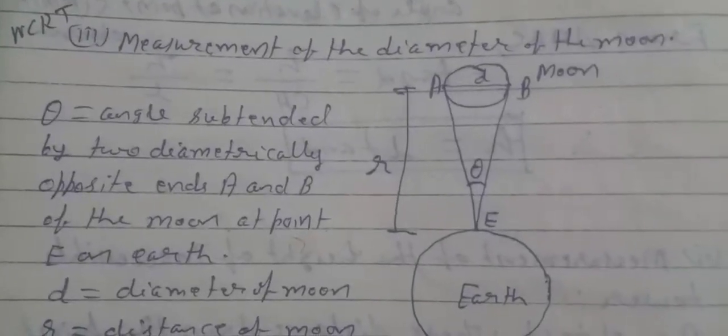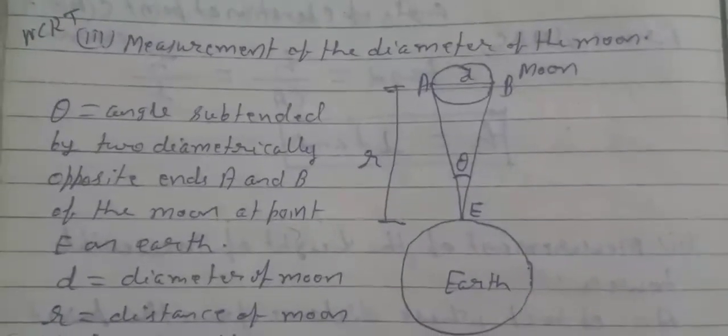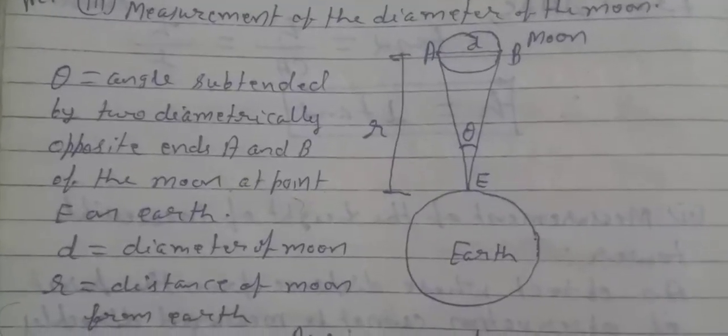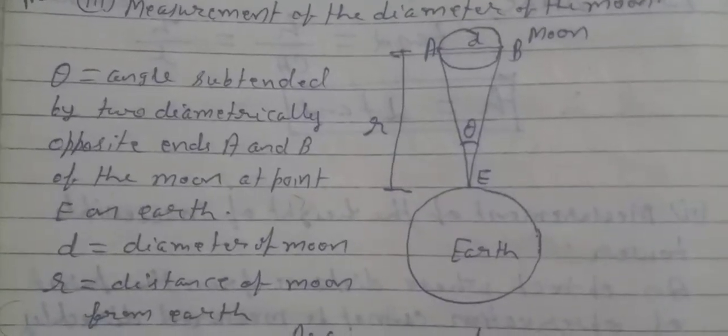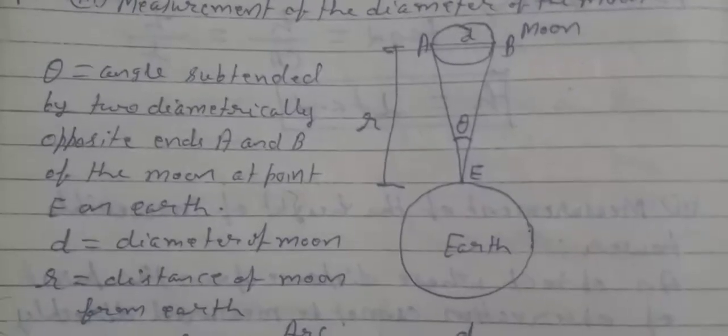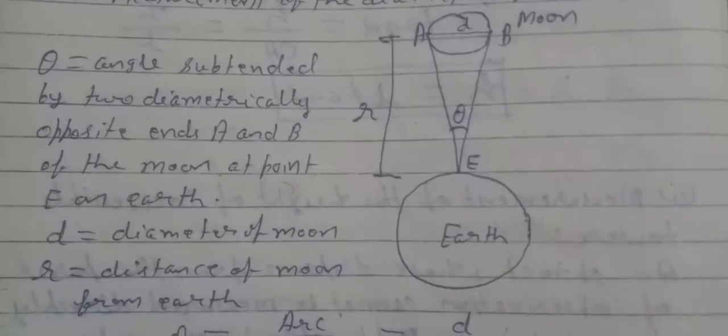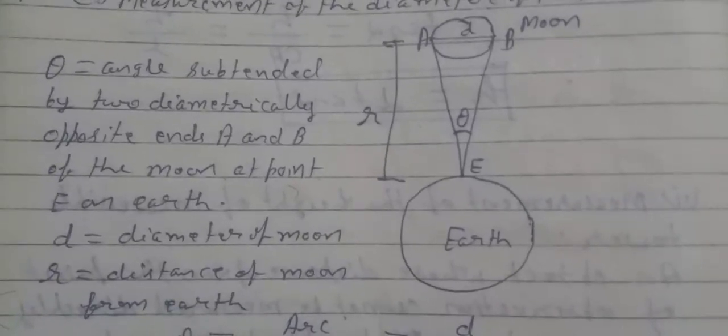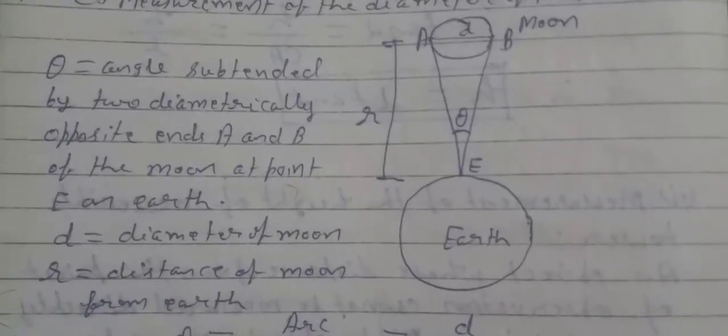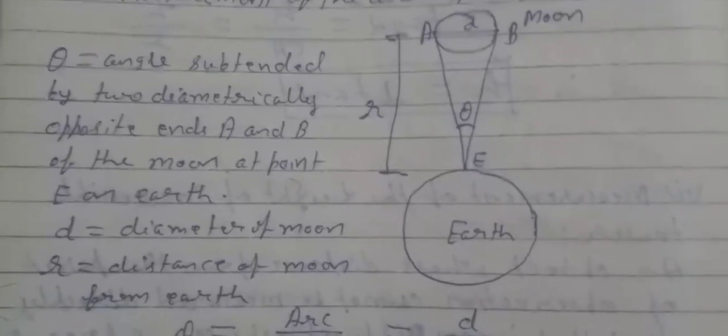Measurement of the diameter of the moon. The situation is shown in the figure. AB represents the diameter of the moon. R is the distance between Earth and the moon, and the angle made by the diameter of the moon at any point on the Earth is theta.